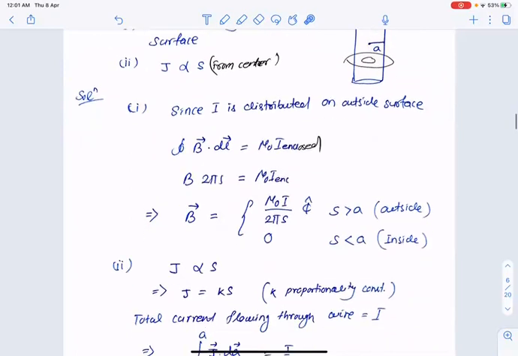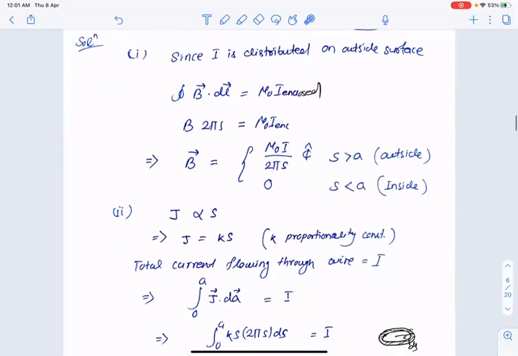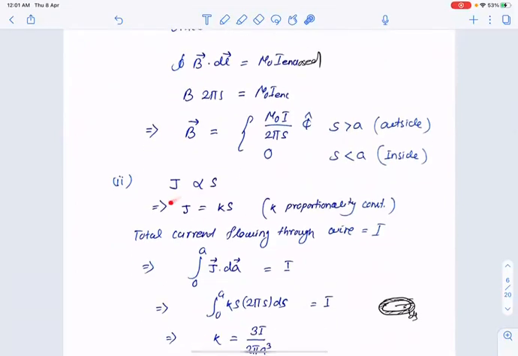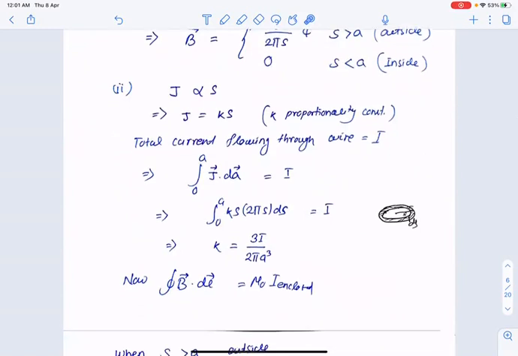Now take the second case where your J is proportional to S. Here I have a condition that the current density is proportional to the distance from the center. In that case, let's say that J is Ks, where K is a proportionality constant. Then our first job is to calculate what I is. You know J dot dA, if you integrate it over 0 to A, then you get the total current I. So your J is now Ks and dA is nothing but 2 pi S ds.